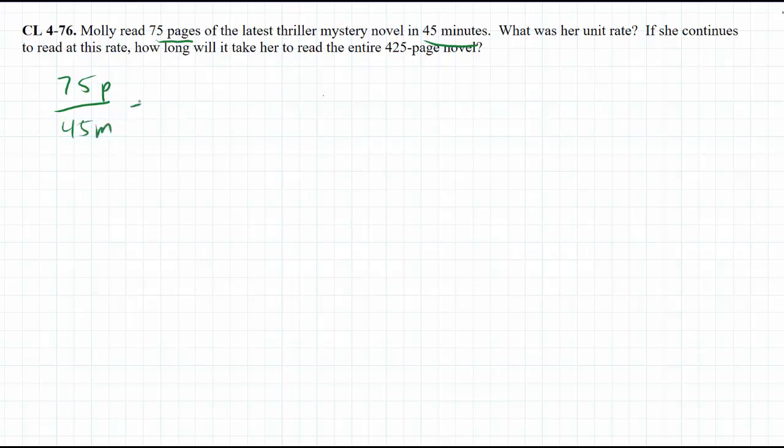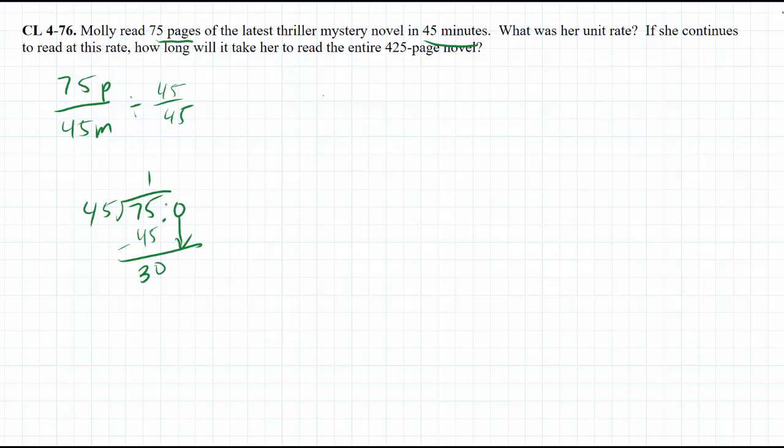Okay, to find the unit rate, we just make the denominator 1. We're going to find how many pages she reads per minute, so I'm going to divide by 45 over 45. So 75 divided by 45. 45 goes in 75 once. 1 times 45 is 45. 75 minus 45 is 30.